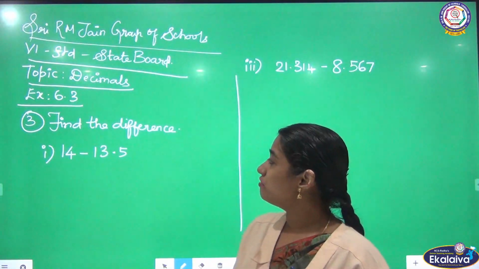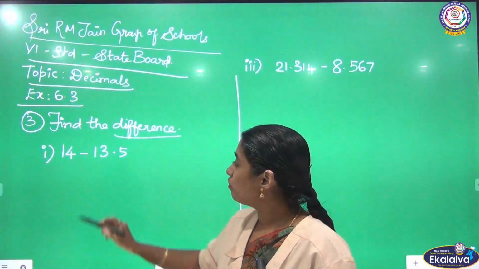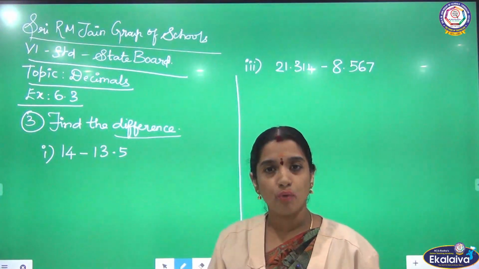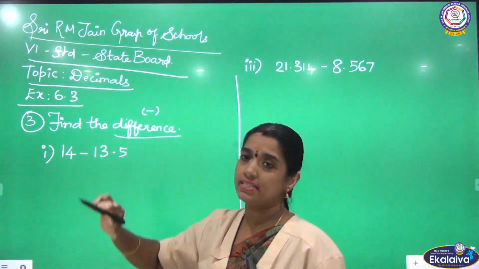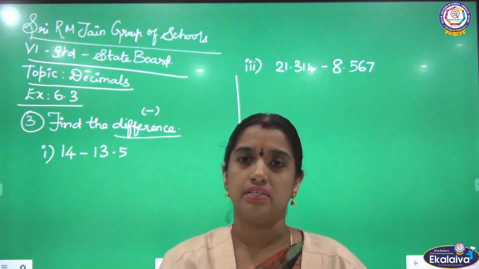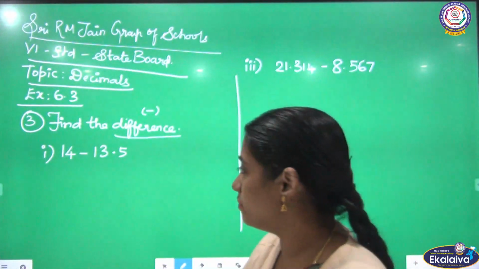Now I am going to discuss decimal exercise 6.3. Listen, I am going to find the difference of 14 minus 13.5. Difference means I am going to subtract the two numbers. Is it clear?